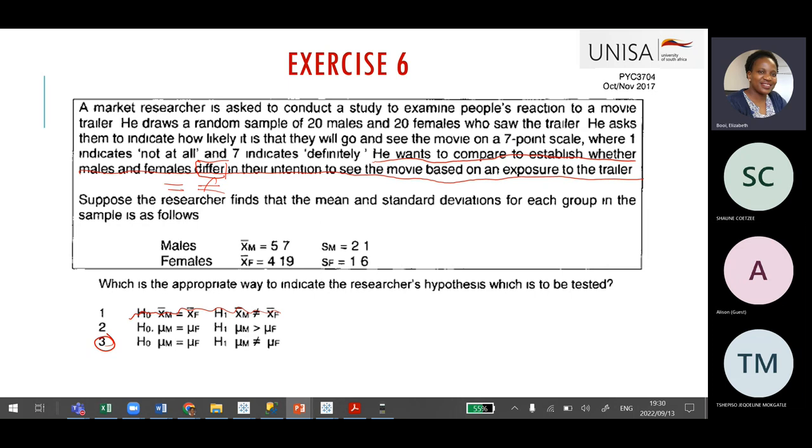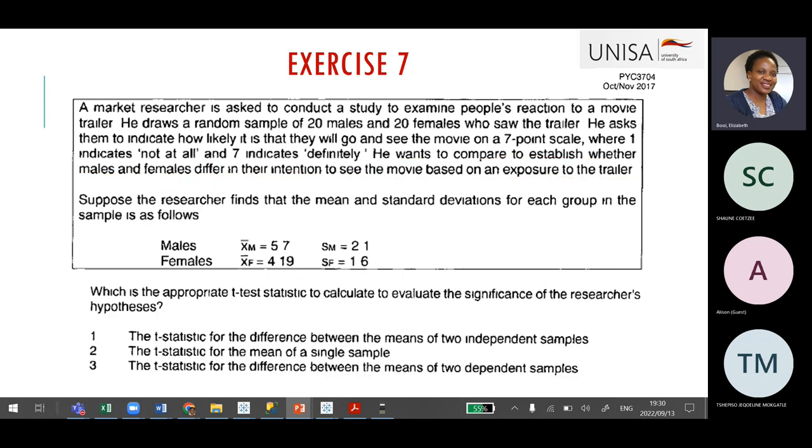Okay. It is 1:30, but let's see. I'm not going to answer all the questions, because then it means I'm not teaching you anything if I give you all the answers. So here is another question that you can do on your own. They're asking you which appropriate test this will be. So you need to identify whether this is for one group, for independent, or for paired test. So that is what they are asking you there.